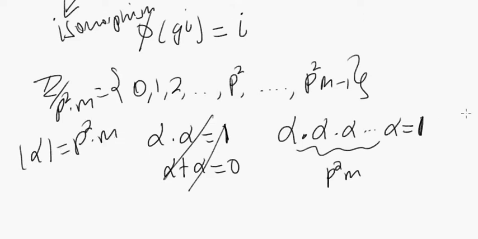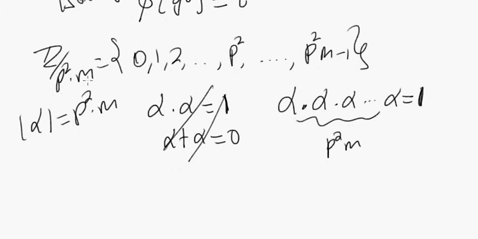Okay. Well, in this case we're looking at Z mod p squared times m. So we're looking for an element, some number between 0 and p squared m minus 1, let's say a number x, such that x multiplied by p squared is going to give us the identity.